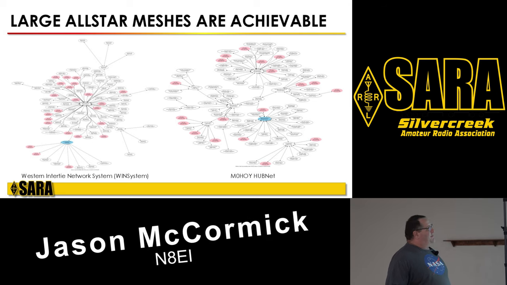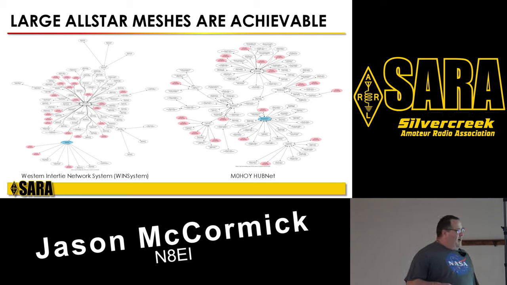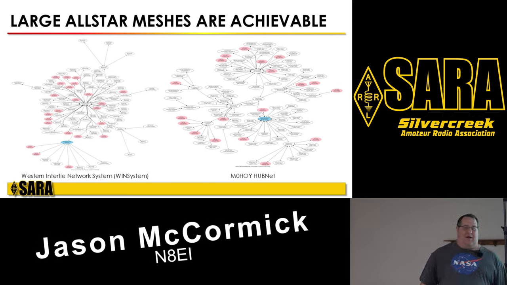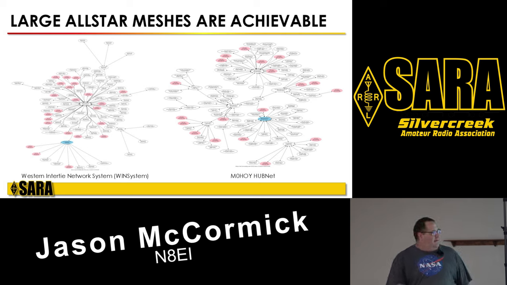Here's a couple examples of some large meshes. This is what Nick dreams the beacon net will look like someday. The border breaker does. Yeah. This is Western Intertie. This is a very large system out west. The M0HOY hub. This is a big repeater network in the UK. And there's others. These are just two well-known ones that make really nice pictures for presentations like this.